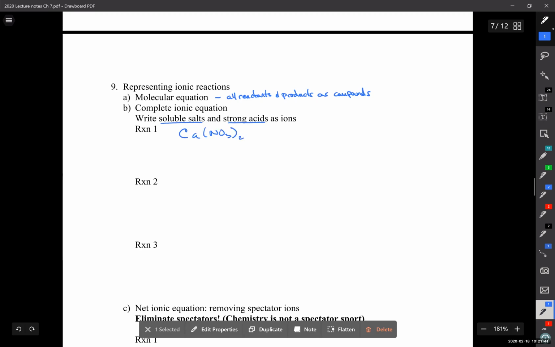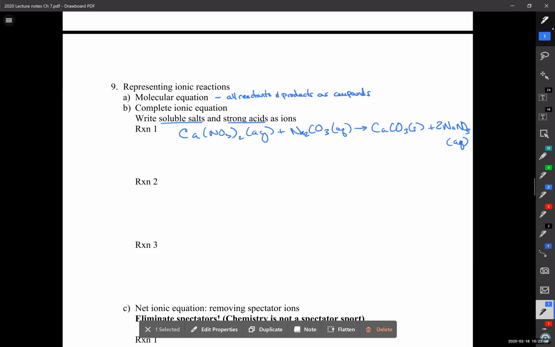Ca(NO3)2, that's aqueous, plus Na2CO3, aqueous, makes CaCO3, solid, plus 2 NaNO3, and that's aqueous. So when it says write the ionic equation, so that's from the page above.